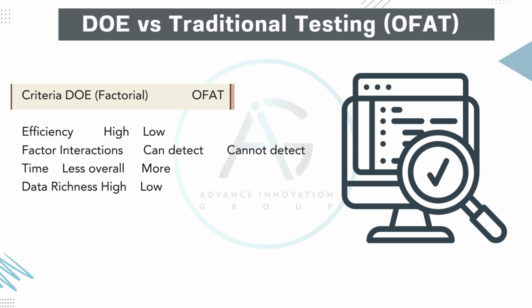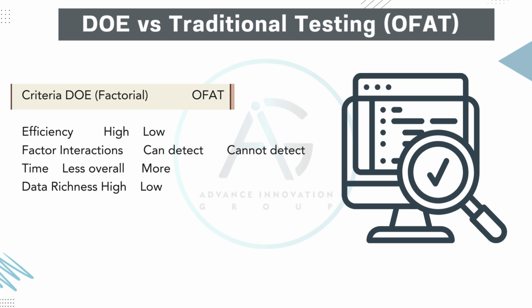When it comes to factor interactions, DOE shines because it can detect how different variables interact with each other. OFAT cannot detect these interactions, which means you might miss critical insights. In terms of time, DOE actually takes less time overall, despite testing more combinations, because it's strategically planned. OFAT may seem simple, but it ends up consuming more time because of its sequential nature.